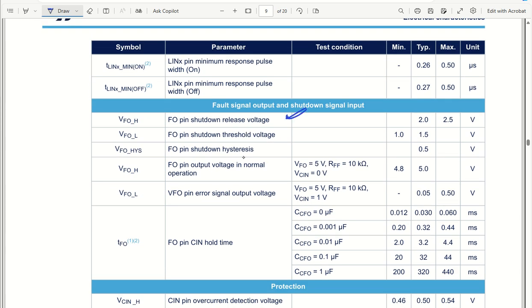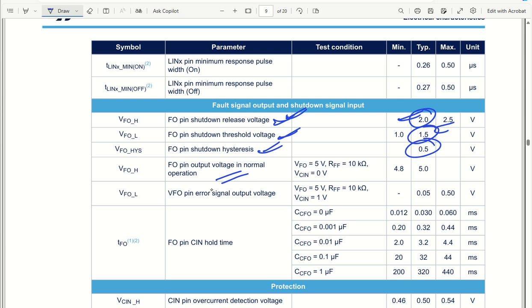We have the fault signal output and shutdown signal input. As you can see, for the fault output pin the shutdown release voltage is 2 volt, and the threshold voltage is 1.5 volt. Going back to hysteresis, the hysteresis is 0.5 volt. We have the fault pin output voltage in normal operation, which will be 5 volt, and when there is a fault, it will go to 0.